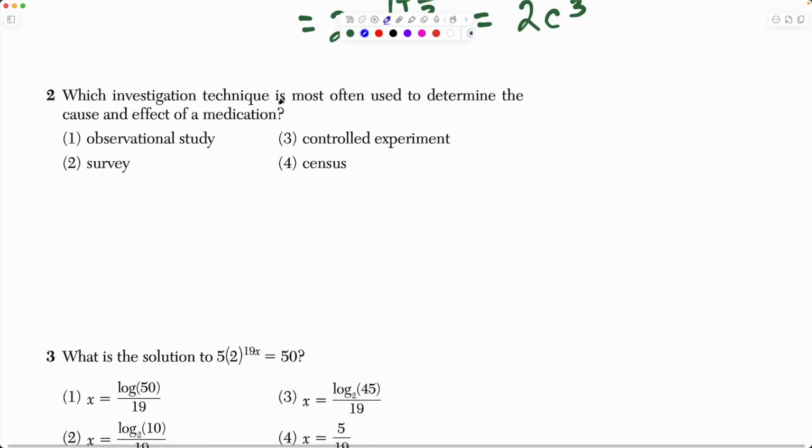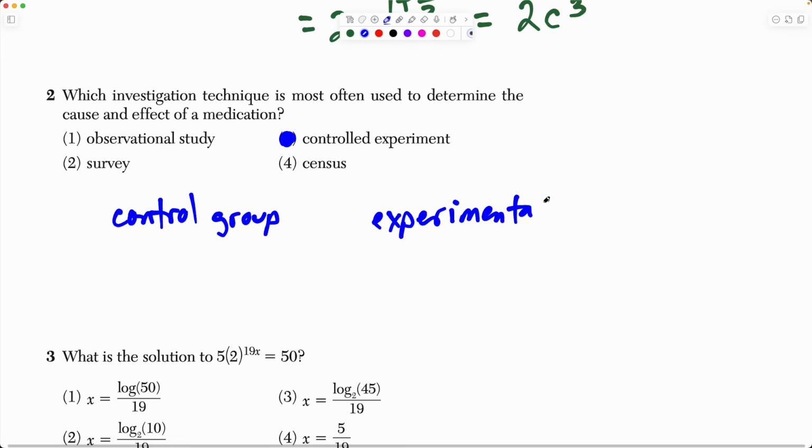Question 2, which investigation technique is most often used to determine the cause and effect of a medication? So for this one, we're going to go with a controlled experiment. With this type of experiment, we have a control group and we have the experimental group. In a controlled experiment, the control group, nothing is changing for them. So maybe they're introducing a medication and these people get the placebo. So they're, let's say, taking a pill, but the pill is just nothing. Maybe like a sugar pill, a light amount of sugar, just nothing happening there.